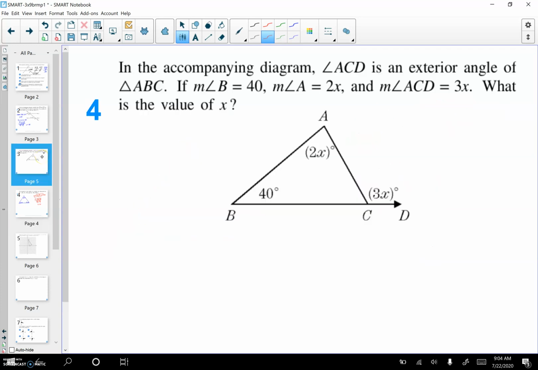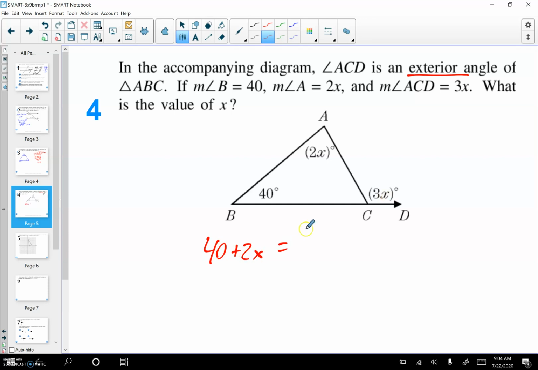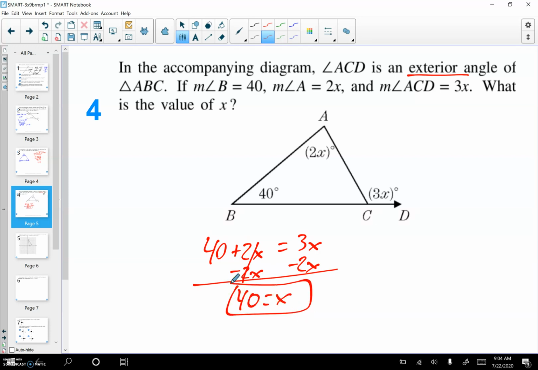Oh, sorry, actually, I realized, here, they just ended up out of order. So in the accompanying diagram, ACD is an exterior angle of triangle ABC. If angle B is 40 and angle A is 2x, and angle ACD, the one on the outside, is 3x, what's the value of x? So remember our rule. The two insides, so 40 plus 2x equals the outside. All right, so 40 plus 2x equals 3x. We'll subtract the 2x on both sides, and we actually get our answer right away here. That gives us that x is 40.